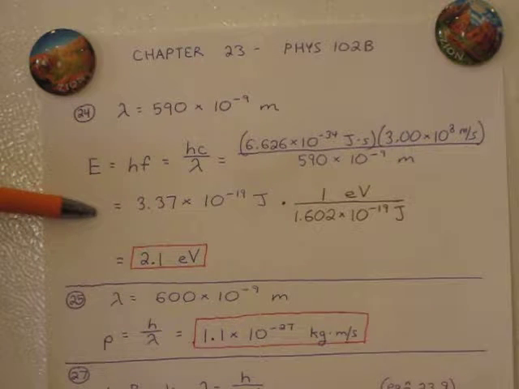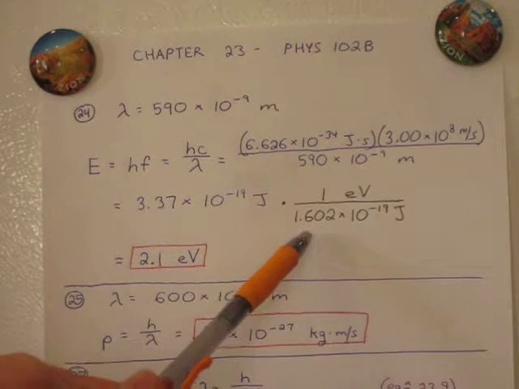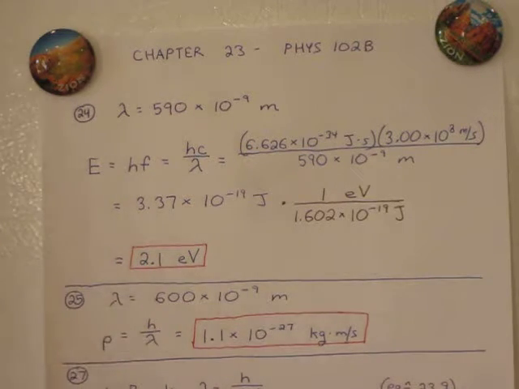To convert this to electron volts, we'll multiply by the conversion. 1 electron volt is 1.602 times 10 to the negative 19 joules, and we get the answer of 2.1 electron volts.